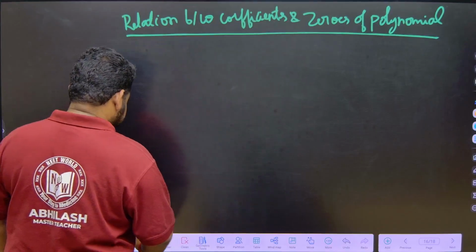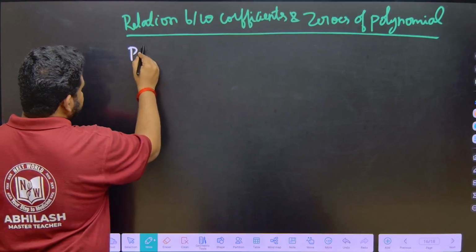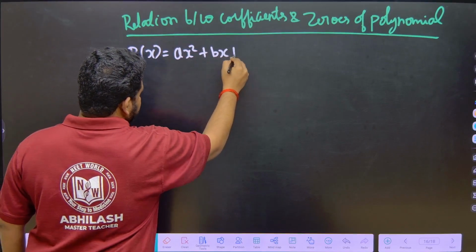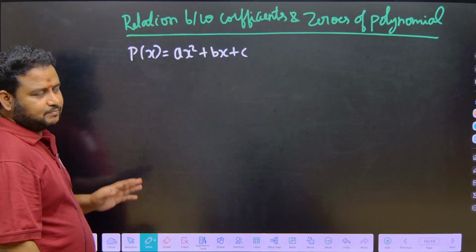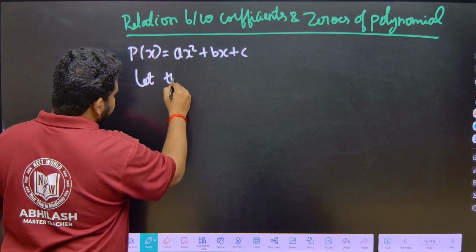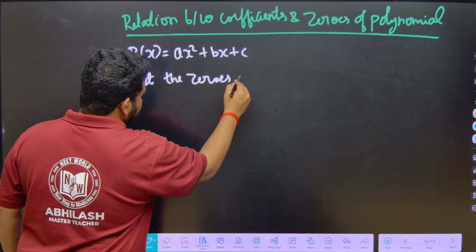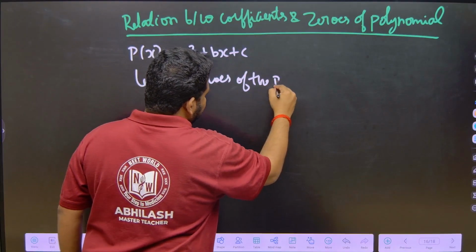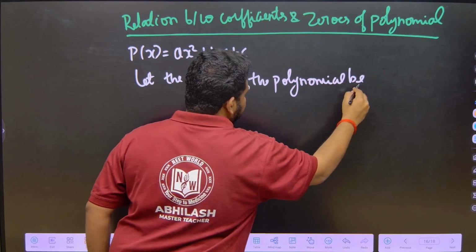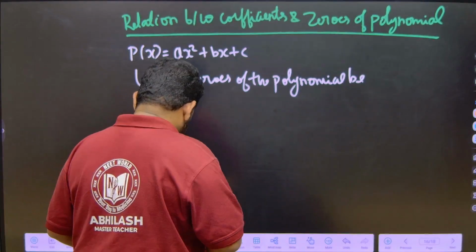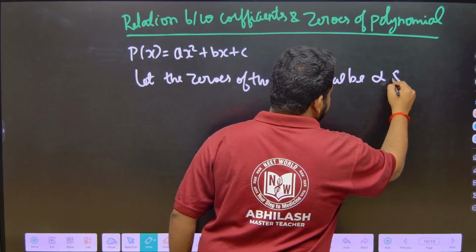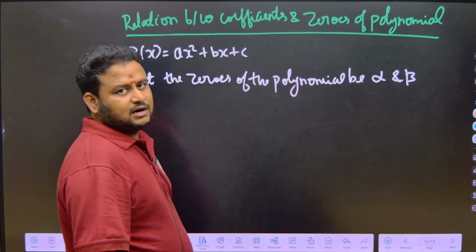Suppose a polynomial is given. P of x is given, that is ax square plus bx plus c. Okay, this is a polynomial. Let the zeros of this polynomial be alpha and beta.